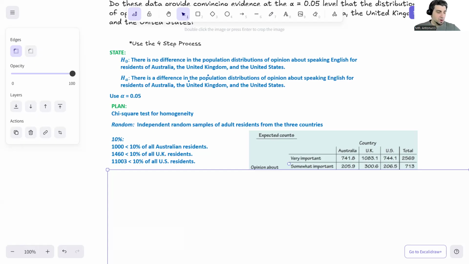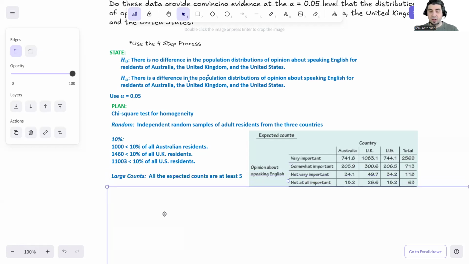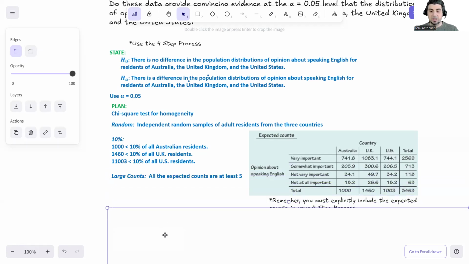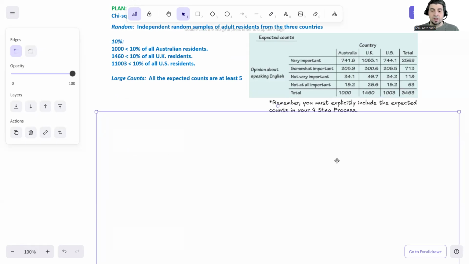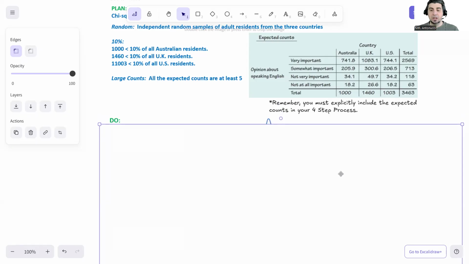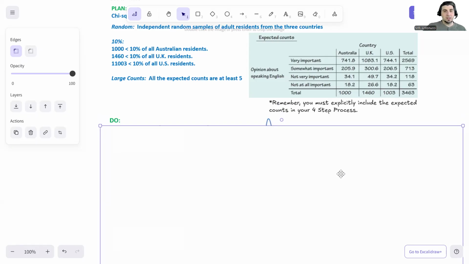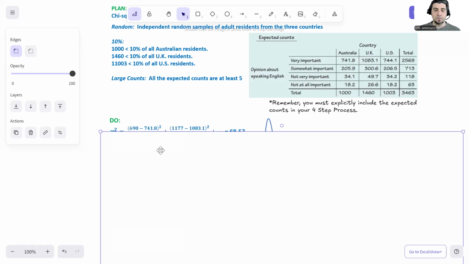And then for the large counts condition, we want to make sure that we have the expected counts somewhere. So here we made a table of expected counts, and then we can just say that all expected counts are at least 5. Again, you have to explicitly include the expected counts in your 4-step process. Now, moving on to the do step, you can do this with the full technology approach, all on the calculator, but make sure you write the values down.